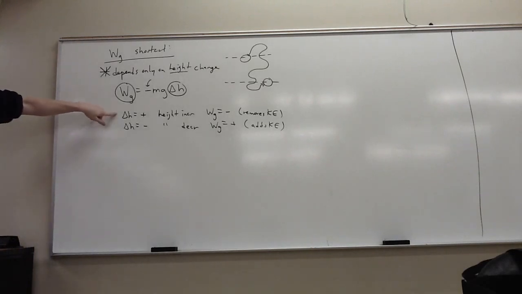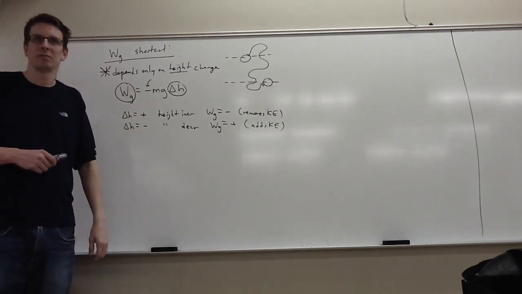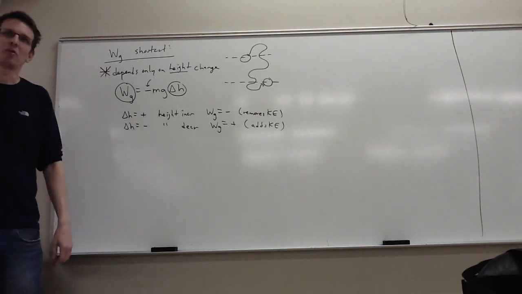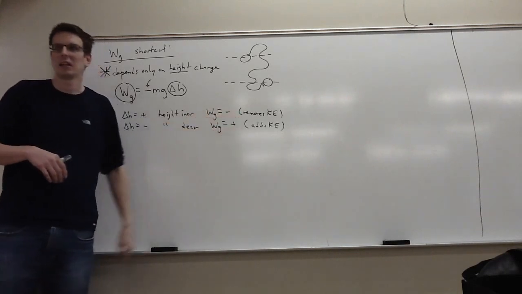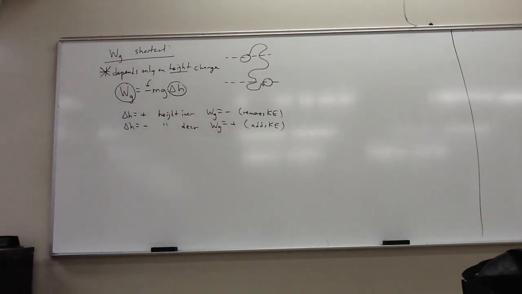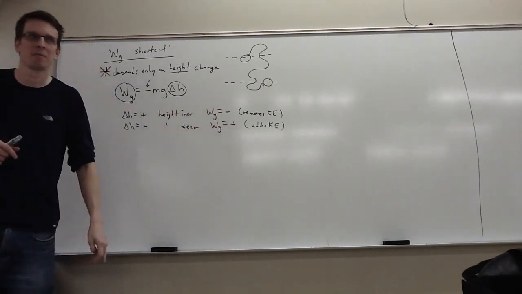So if delta H is positive, of course that means we have a height increase, right? We're going to a larger height. Anytime you're going to a larger height, gravity is going to work against you. Gravity doesn't like you going higher. It pulls down against you. So gravity does negative work and removes kinetic energy when you're ascending, when you're going higher. So you can see that when delta H is plus, it's appropriate for work to be minus.